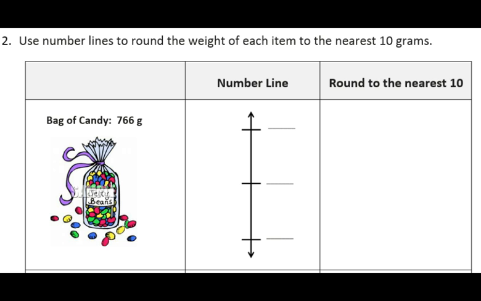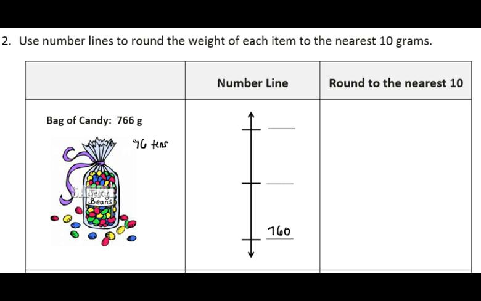In the next section, we have some objects, and we're going to use number lines to round those objects to the nearest 10 grams. To start with, I have a bag of candy and it weighs 766 grams. The number 766 has 76 tens. So we'll start our number line there. 76 tens is the same as 760.